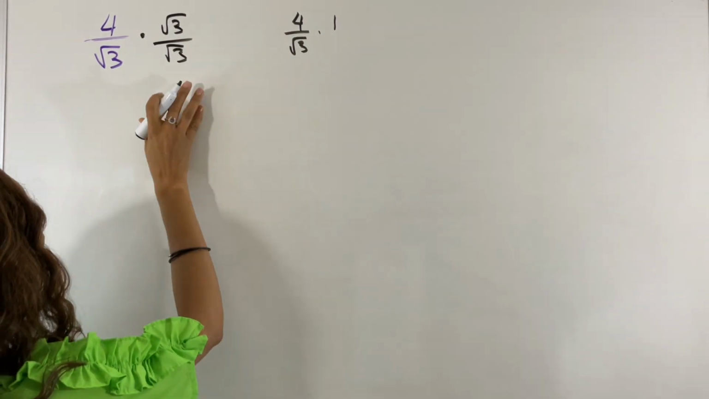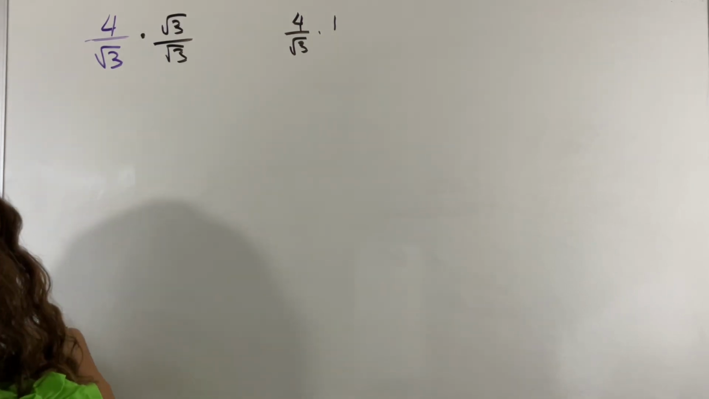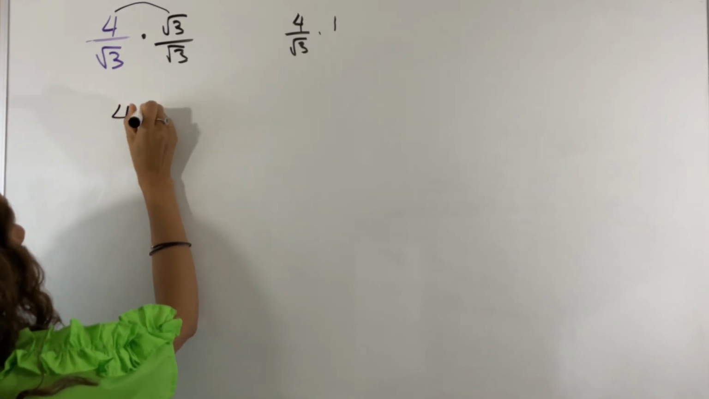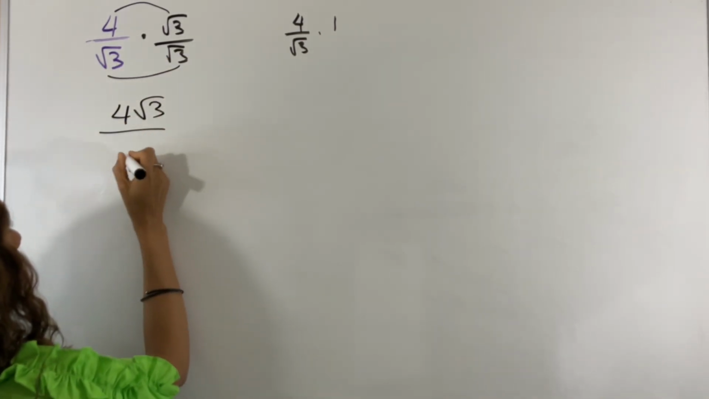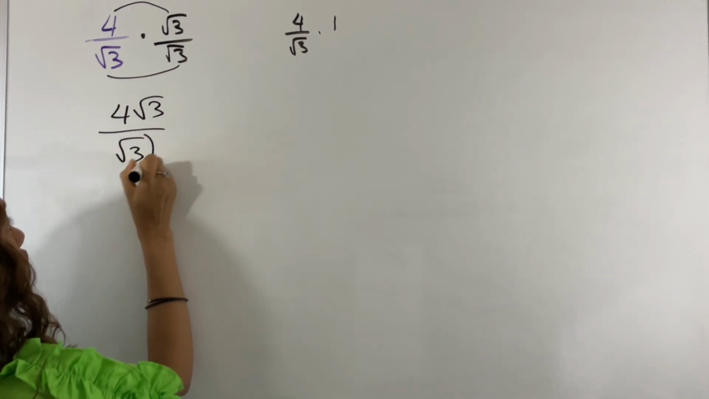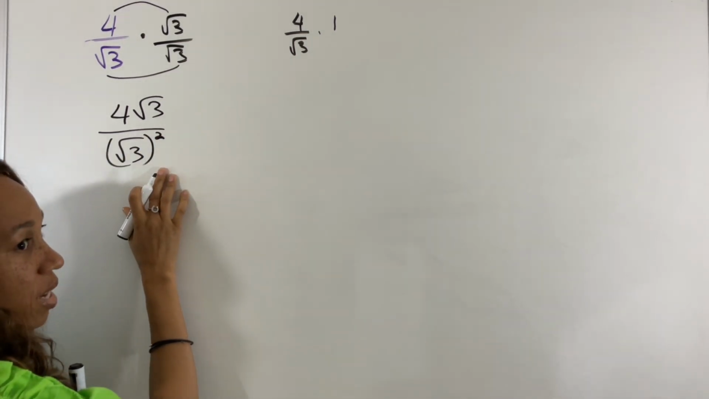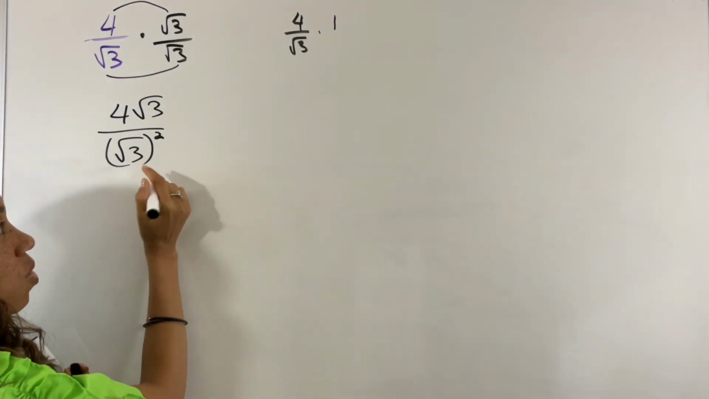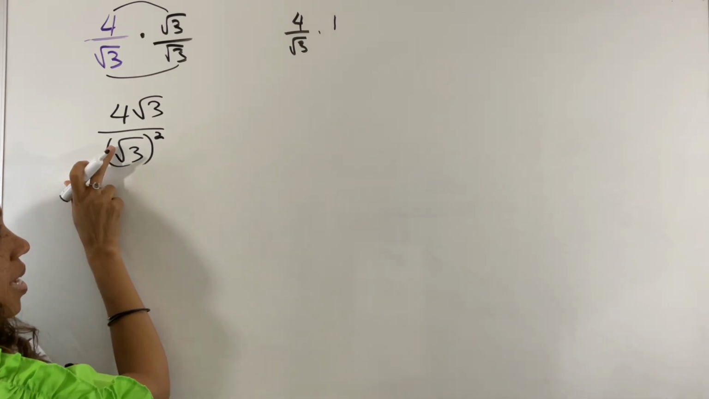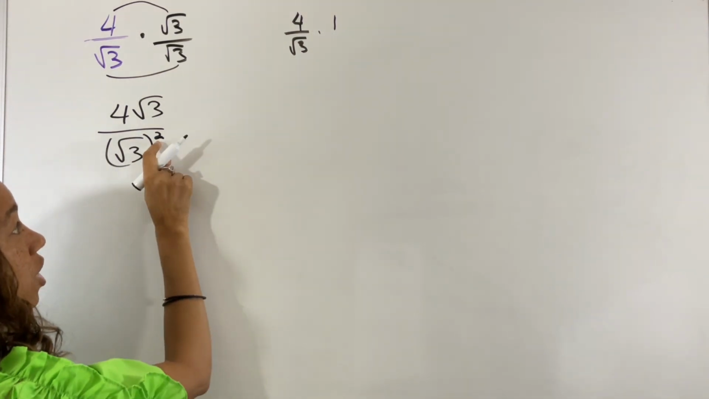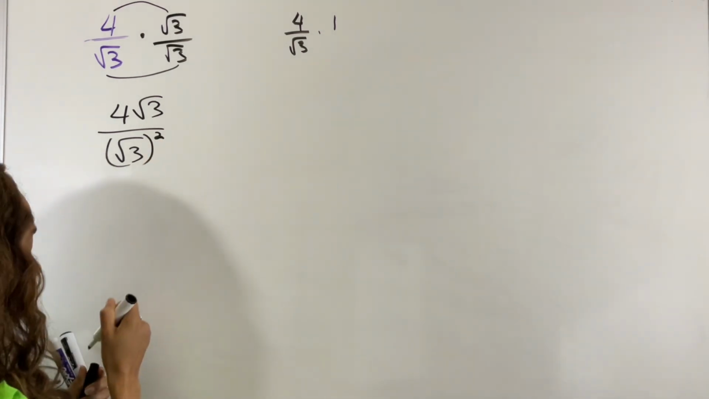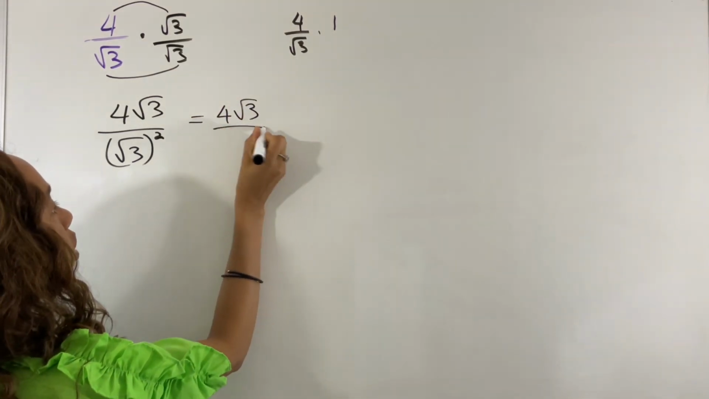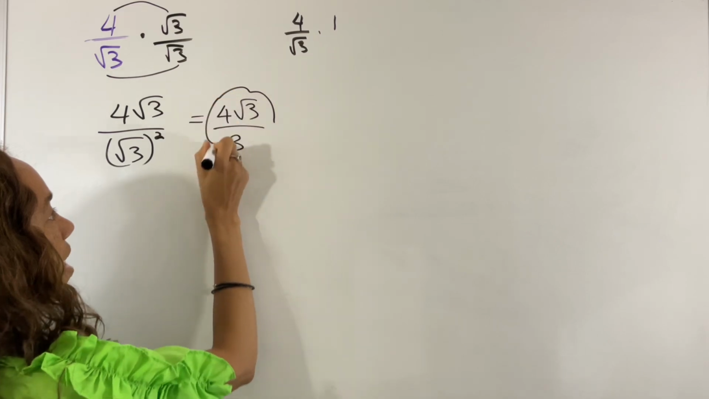Once we have this, when we multiply across, the numerator gives you 4 radical 3, and at the bottom you get radical 3 to the second power, or radical 3 times radical 3. It's the same thing. With a square root, the index is an invisible 2, and you're raising it to the exponent of 2, so those two cancel out. You end up with 4 radical 3 over 3, and this is your final answer.